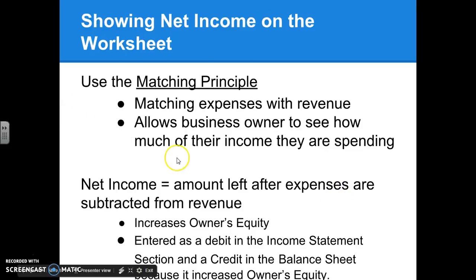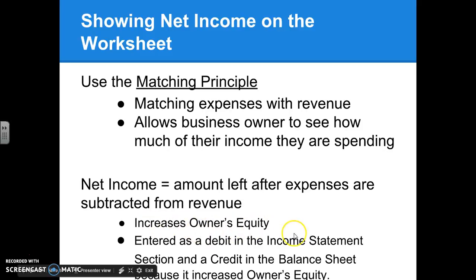So we're going to use what's called the matching principle. We want to match the expenses with the revenue. It's going to allow a business owner to see how much of their income they are spending. Net income is also going to tell a business owner whether or not there is money coming in and we are profitable, otherwise if we take a loss. So net income is the amount left after expenses are subtracted from the revenue.